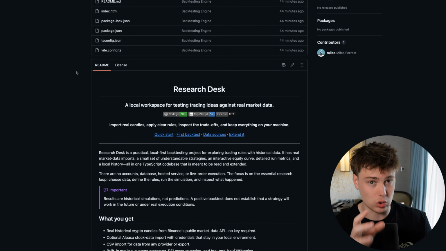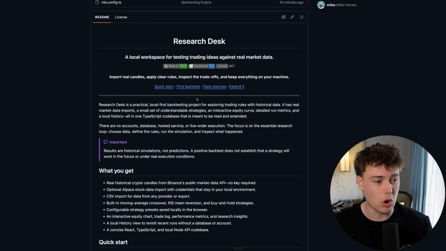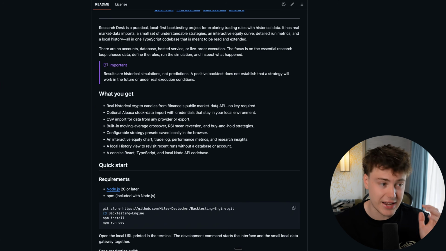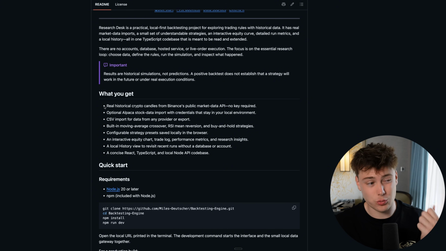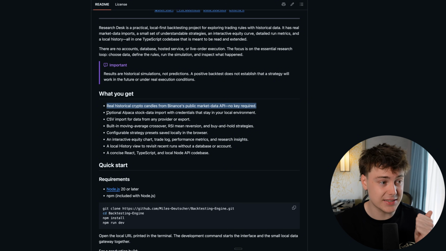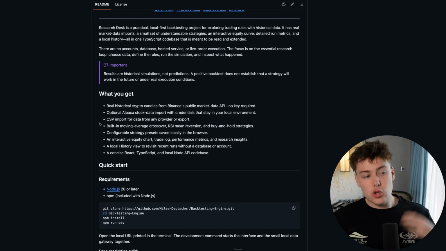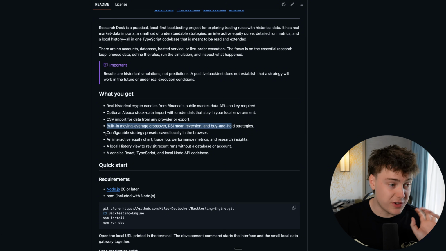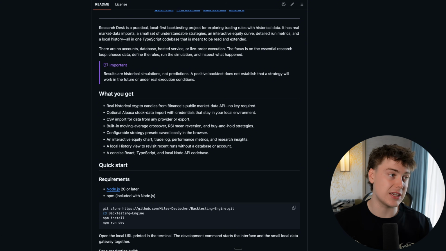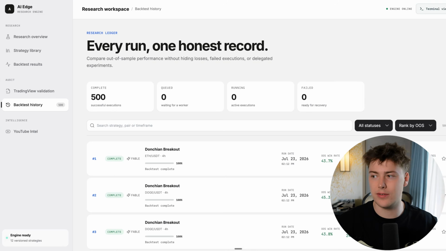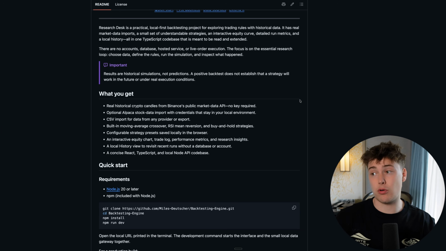So you can give this to Claude Code and you can develop your own backtesting methodology from the Binance public API. And if you want stock data, you can use Alpaca. So what you'll get is real historical crypto candles from Binance, Alpaca for stocks, CSV import. You'll get the top strategies built in. You'll get configurable strategy presets saved locally in the browser. And then, of course, you can level up and deploy your own application, but that requires a lot more effort.